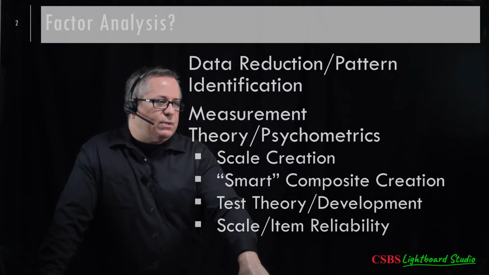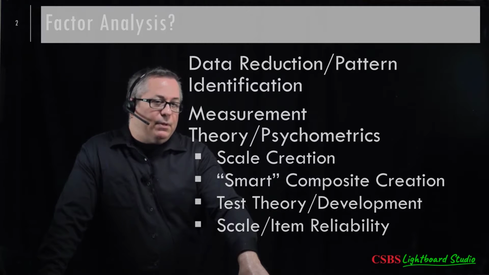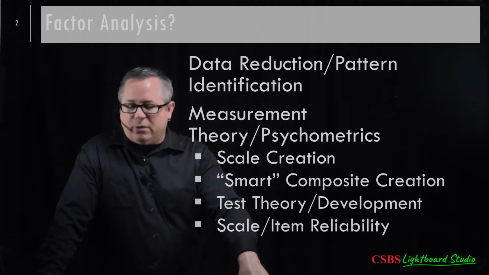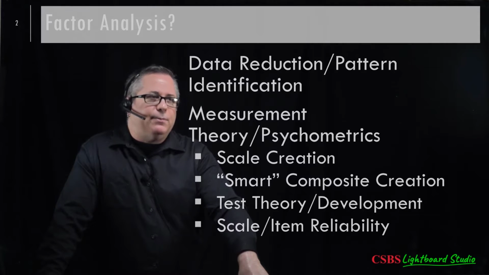So it's not just about scale creation, but in a bigger way, it's about test theory, it's about test development, and it's a way of looking at scale and item reliability. So you've probably, at least in some way, had some experience with Cronbach's alpha, which is a way of looking at whether or not items are internally consistent. And in that way, Cronbach's alpha and factor analysis are doing, in general, the same type of thing. Do these items go together?